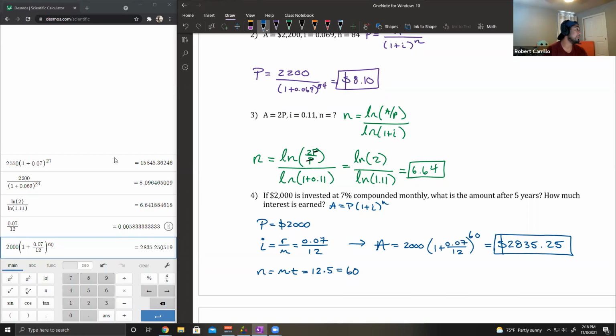And then it says, how much interest did we earn over those 5 years? Well, take our final amount and subtract it from the original amount invested. So interest is going to be that minus 2,000. And the interest is $835.25. Everybody go with that.